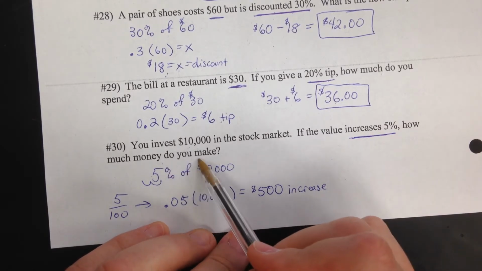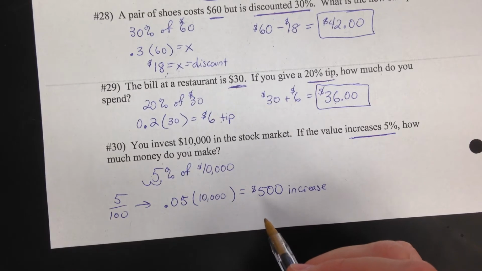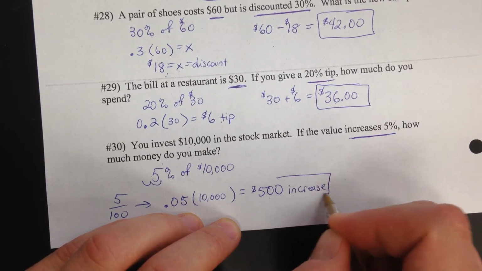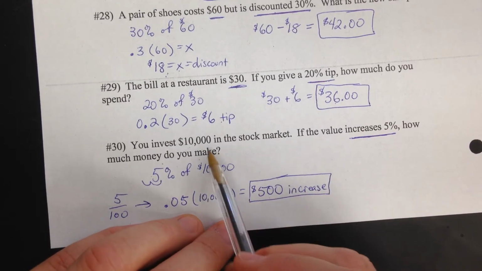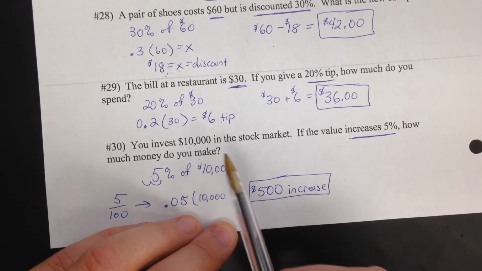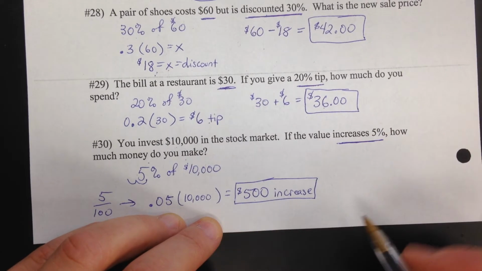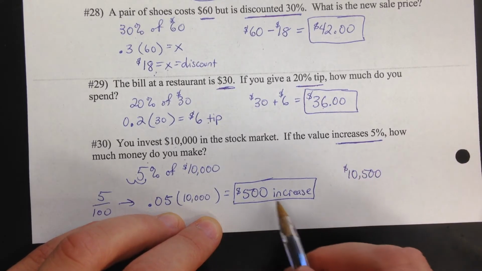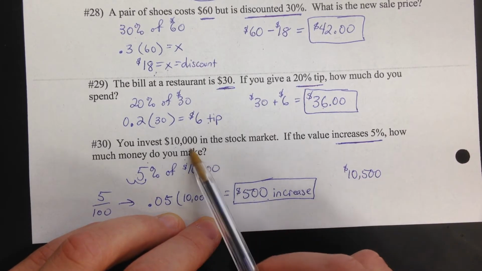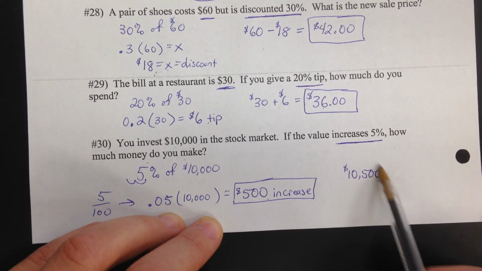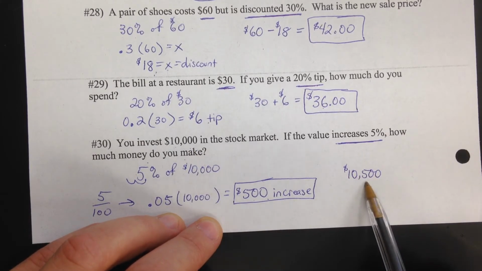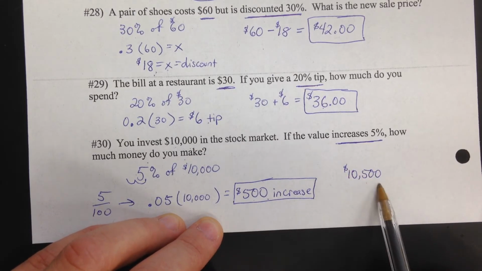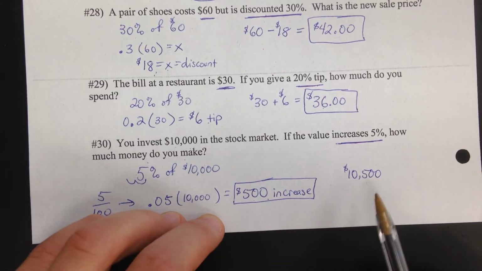How much money do you make? Well, the question is kind of vague. We have a $500 increase, and that's on top of the $10,000 that you invested. So I guess at the end of the day, if we took everything out, at the end we would have $10,500. So I would say that we would make 500, but if we started with 10, at the end this is how much we would have. Okay, so the profit would be 500. The amount at the end would be 10,500.